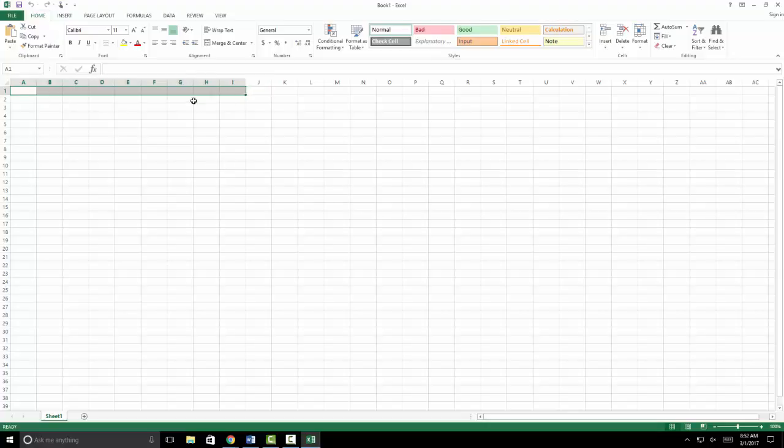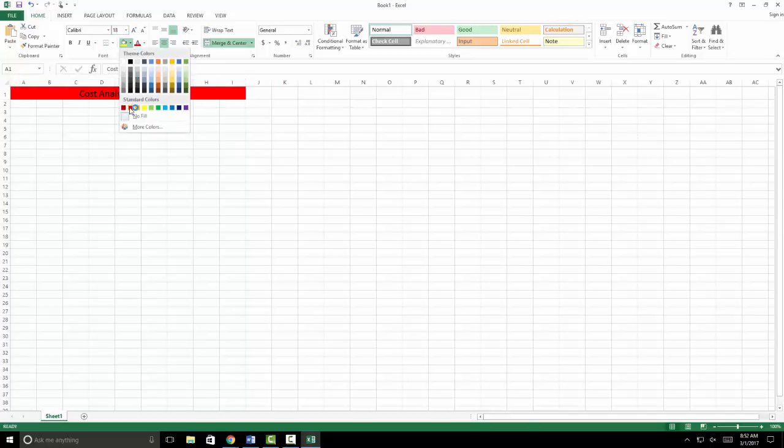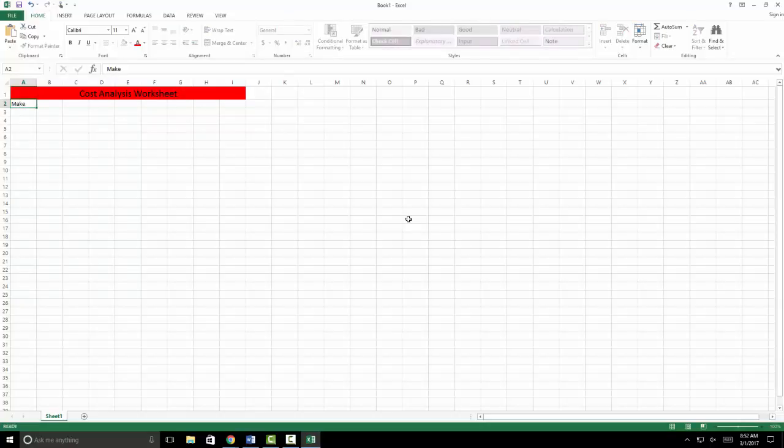I'm first going to highlight from A1 to I1. I'm going to merge and center that, and I'm going to give my worksheet a name called Cost Analysis Worksheet. I'm also going to resize this to 18, and I'll give it a background color. I'm then going to go ahead and fill out the rest of the information. You can go ahead and do the same.